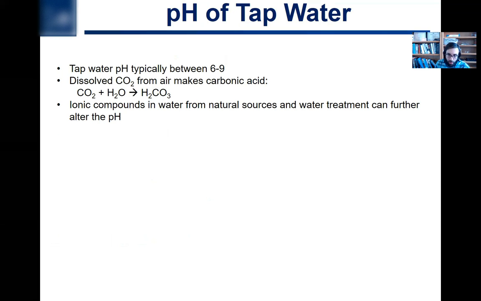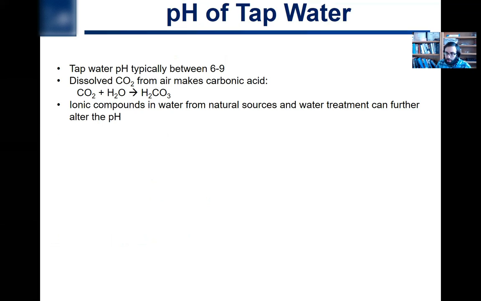And our water here in Reno is actually slightly basic. I believe it's around 8, and I'll tell you why in a second. But why does the book say it's acidic usually is because dissolved CO2 from the air goes into the water, and that will make carbonic acid, and so that's acidic.